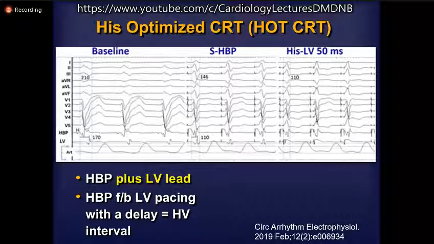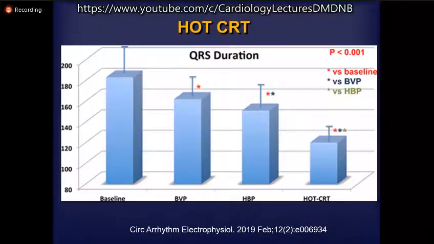And certain studies which have investigated this concept of hot CRT have shown that you take your baseline QRS, just do BiV pacing alone, you achieve some narrowing. Just do His bundle pacing alone, you achieve certain narrowing. But when you combine both with hot CRT, you get the best narrowing of the QRS.